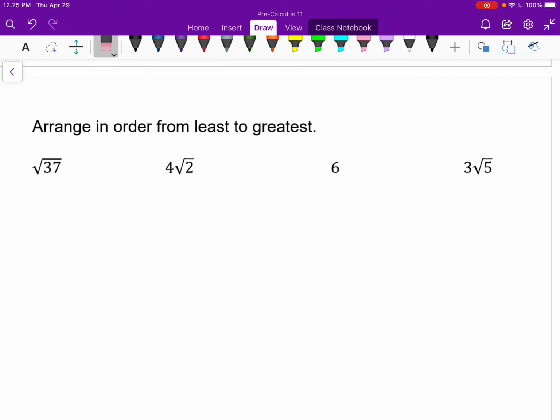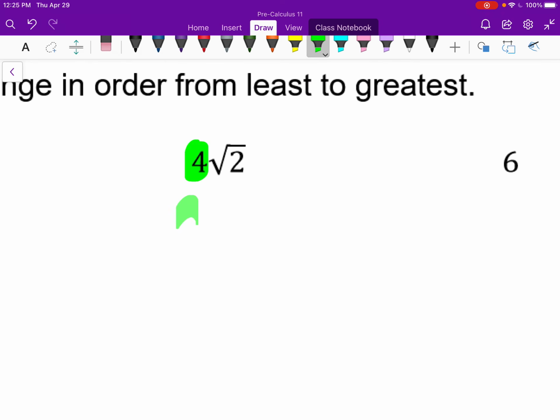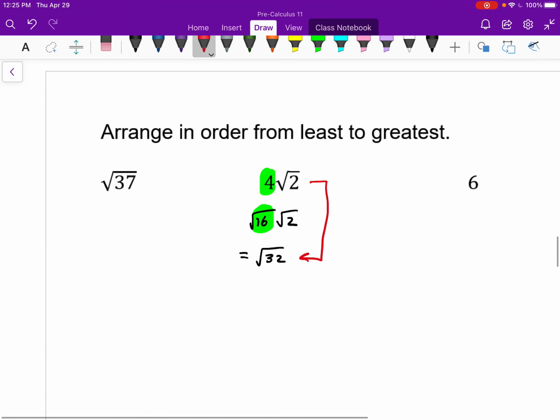For example, root 37 already is an entire radical. 4 root 2, if I change the 4 to root 16, times root 2, I have the square root of 32. So I now know that 4 times the square root of 2 is the same as the square root of 32. How is that helpful? Well, I know the square root of 32 must be less than the square root of 37. I don't actually care what it is in terms of a decimal. I just know that the square root of 32 must be less than the square root of 37. And so far I know the order of these two.